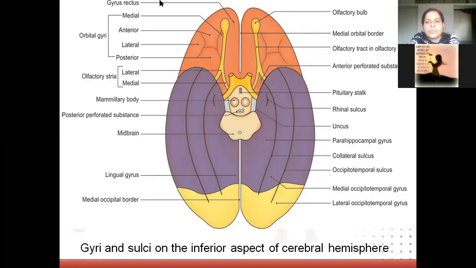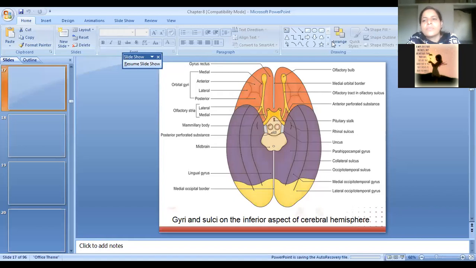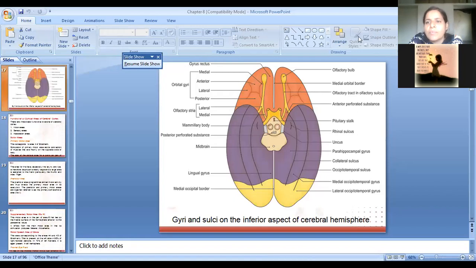Pterion and midbrain, I will show you, but the time is very less. So we'll do the other subject better once the time is lost.